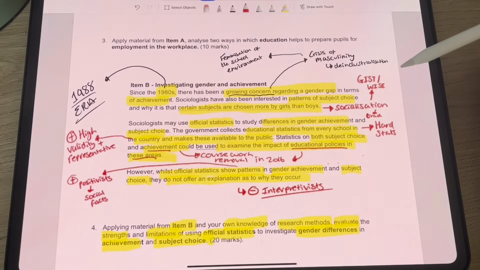So you have Girls in Science and Technology and Women in Science and Engineering. That's what they stand for, for those who don't know. So then you can talk about that. But then you can also say how WISE and GIST link to the crisis of masculinity, because it's a threat.